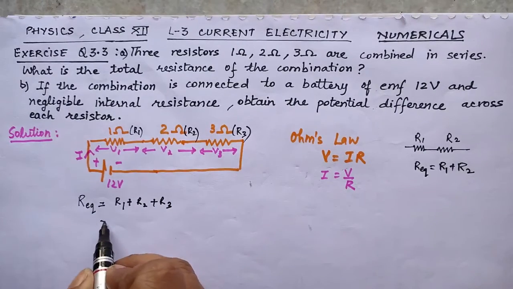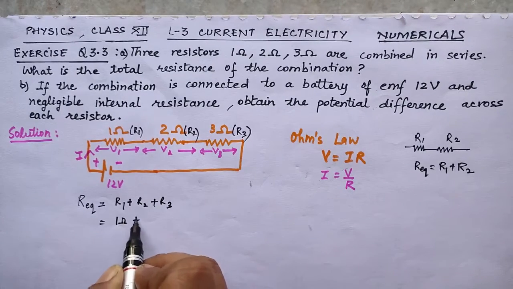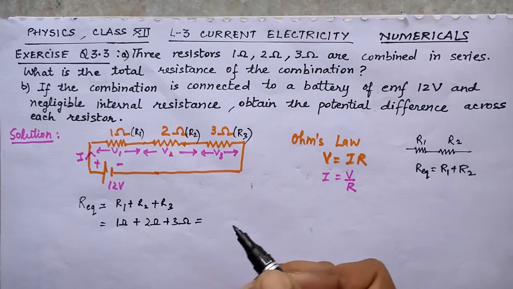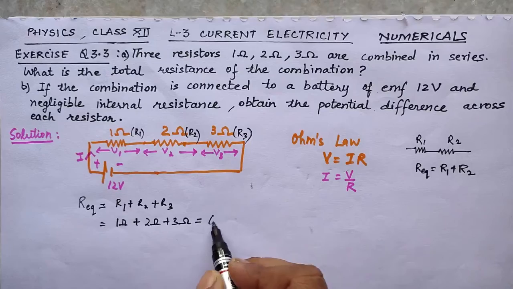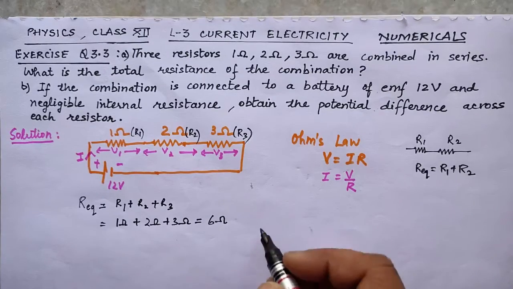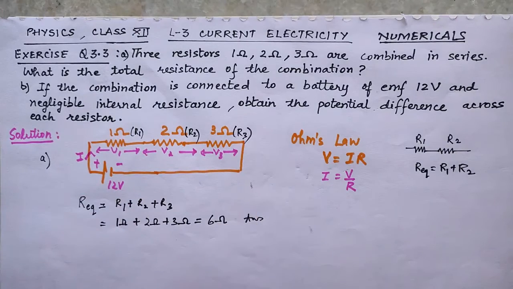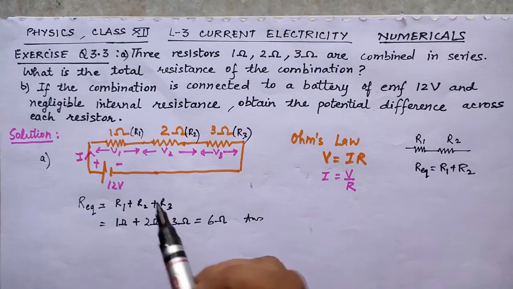Okay, so it's a simple question. 1 ohm plus 2 ohms plus 3 ohms, that makes it 6 ohms. So the equivalent resistance of the circuit is 6 ohms. This is the first part of the question. Now understand the second part.